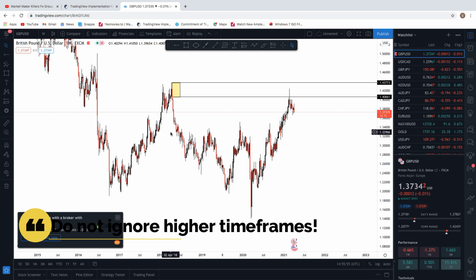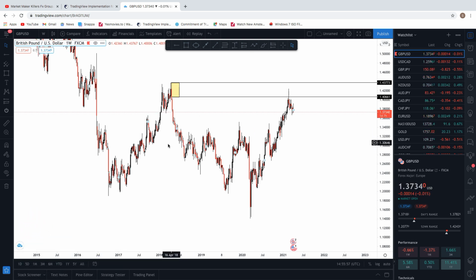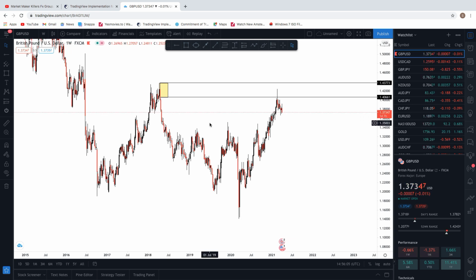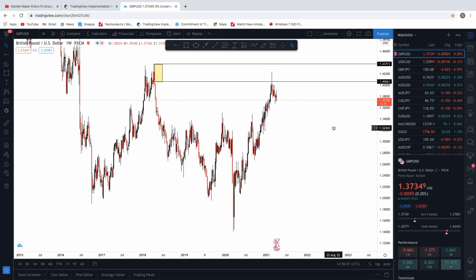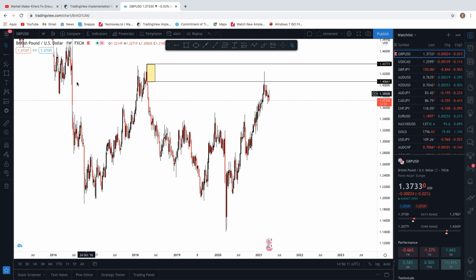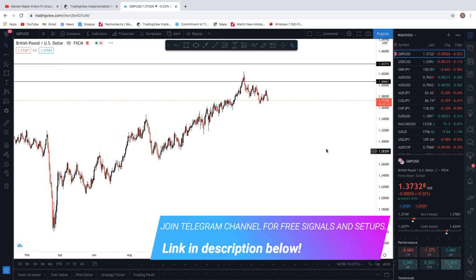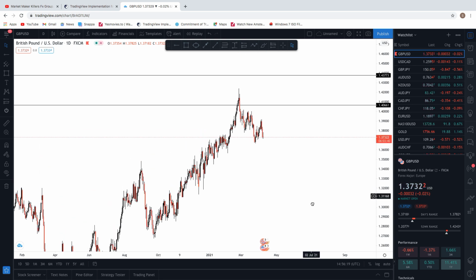In this case, looking at GU, we can see that price is currently trading away from a supply zone or a base area. This is in your weekly time frame. So by analyzing the weekly, you can already tell what you need to be looking for. You need to be looking for short positions, so short opportunities.